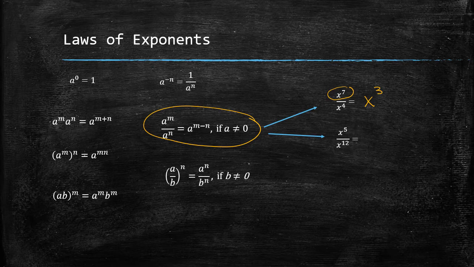For the second problem, I have more x's in the denominator, so I'm going to end up with 1 divided by x to a certain power. Okay, so this time we subtract. Start with the 12 though, so 12 minus 5, or 7, so 1 divided by x to the 7th is our answer there.